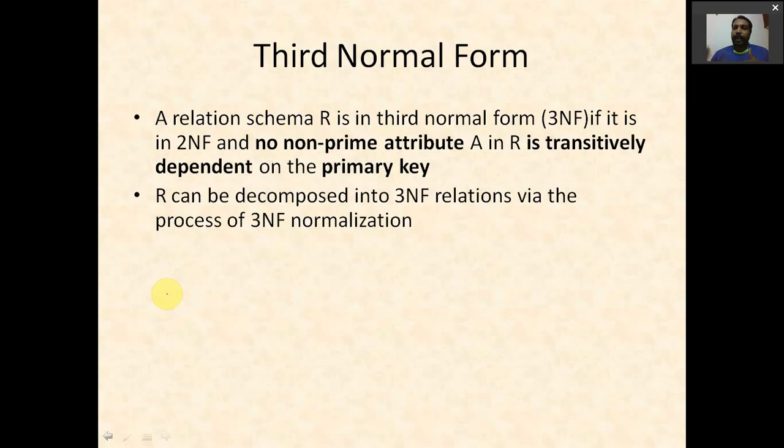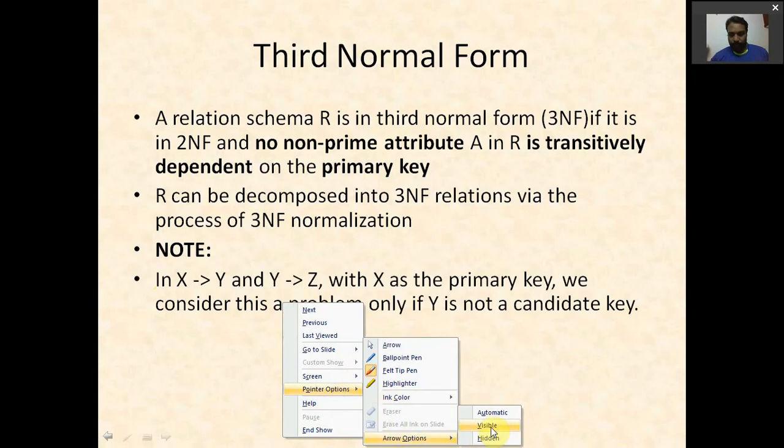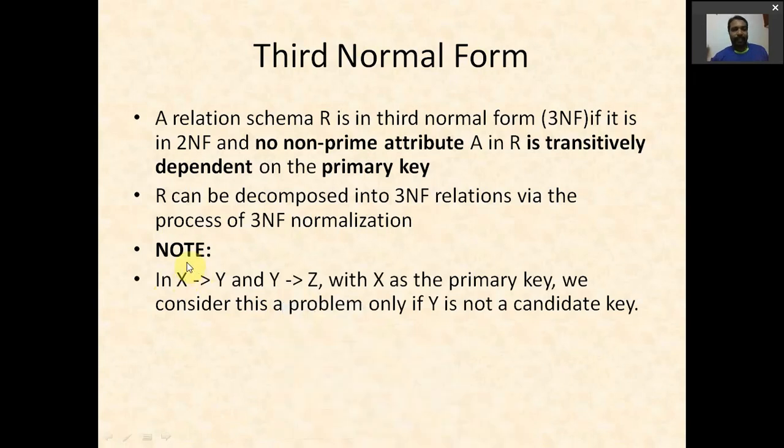So if the tables are not in third normal form, we do this normalization procedure. We will do the same thing. We will decompose that relation into two or more relations. One thing we have to note in third normal form is that if there is a transitive dependency like this, x to y and y to z, then we say that x to z is a transitive dependency. This is a problem only if y is not a candidate key.